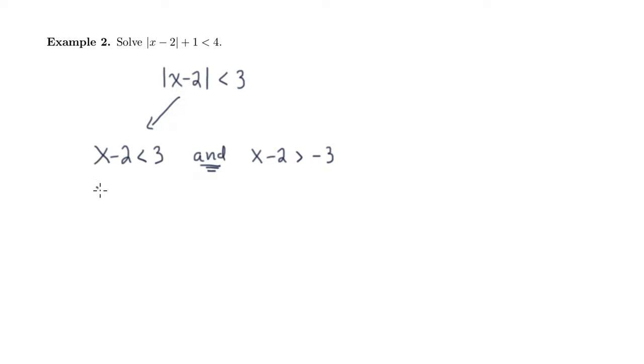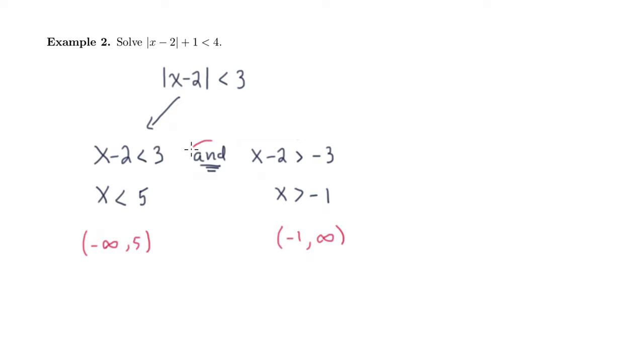For the first one, I get x is less than 1. No, not 1. I'm going to add 2, so x is going to be less than 5. There we go. And then here, I'm going to have x is bigger than negative 1. So I get two intervals. I have x less than 5, so that's negative infinity to 5. And then I have x bigger than negative 1. So that's going to be negative 1 to infinity.